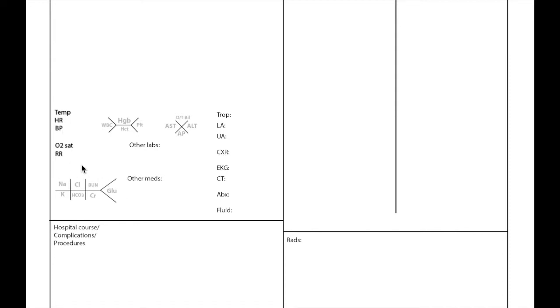Now let's go to the labs. So I have the basic electrolytes. One of the important things to keep in mind here is the creatinine. A lot of older patients tend to have chronic kidney disease, so I especially like to pay attention to the creatinine at the time of ED visit. And then I write their baseline creatinine as well if the ED creatinine is elevated.